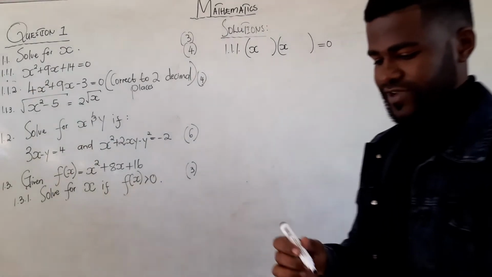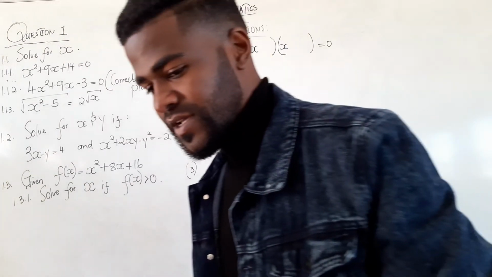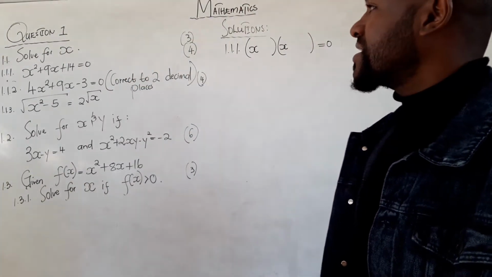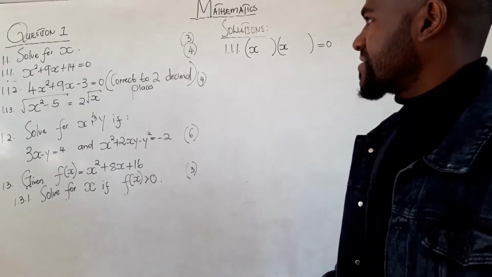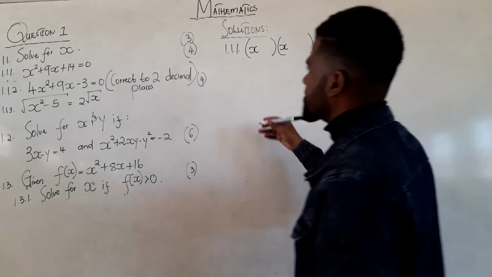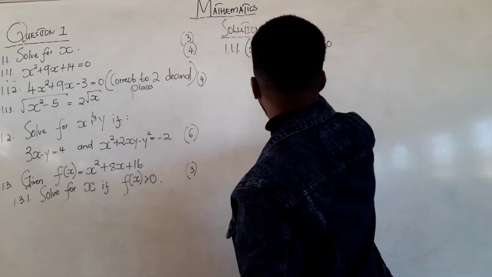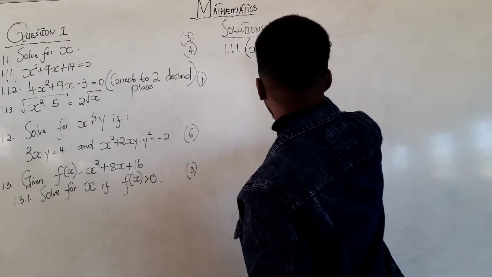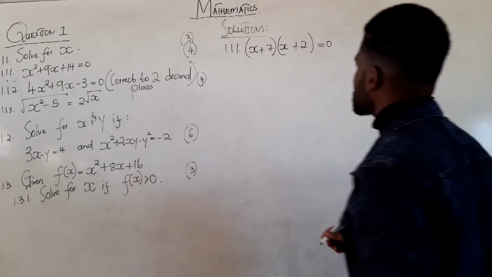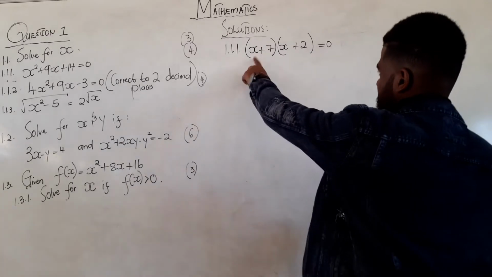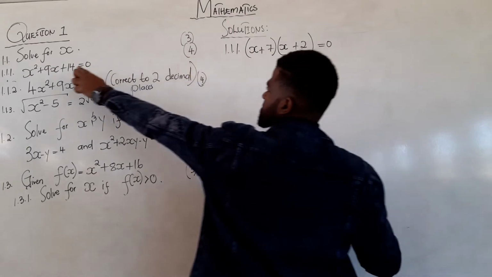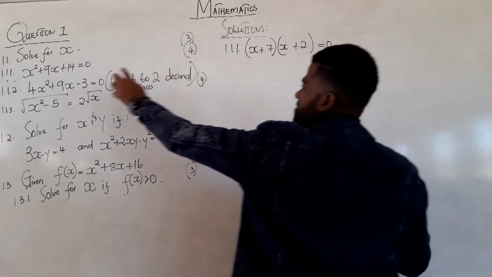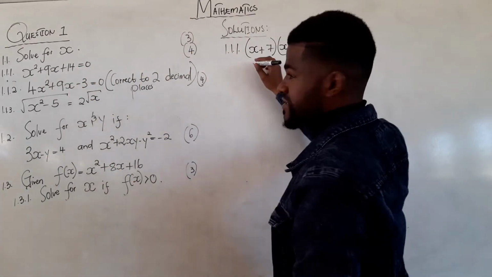Now we want two factors that when you multiply these two numbers, they give you 14. When we add them, they give you 9. Therefore, it is going to be 7 and 2. So this final answer is going to be x plus 7, x plus 2. x times x is x squared. 2 times 7 is positive 14. 7 plus 2 is equal to 9.